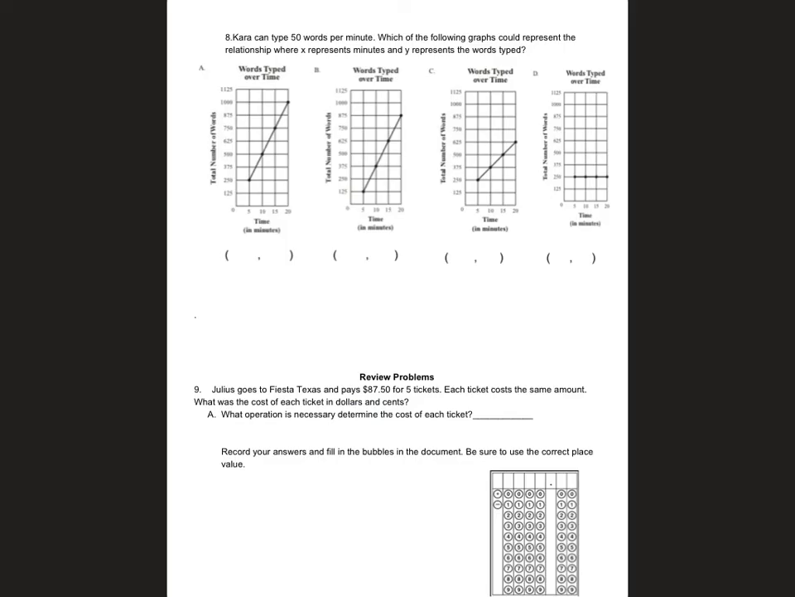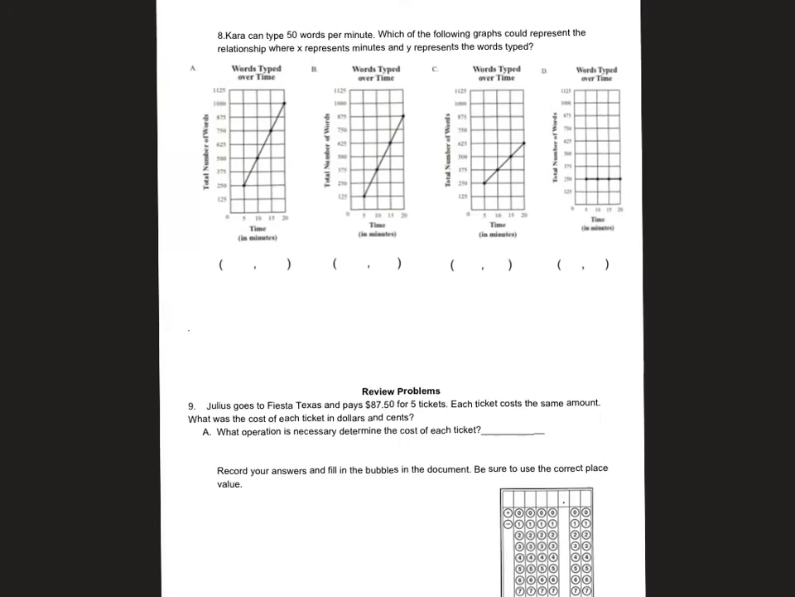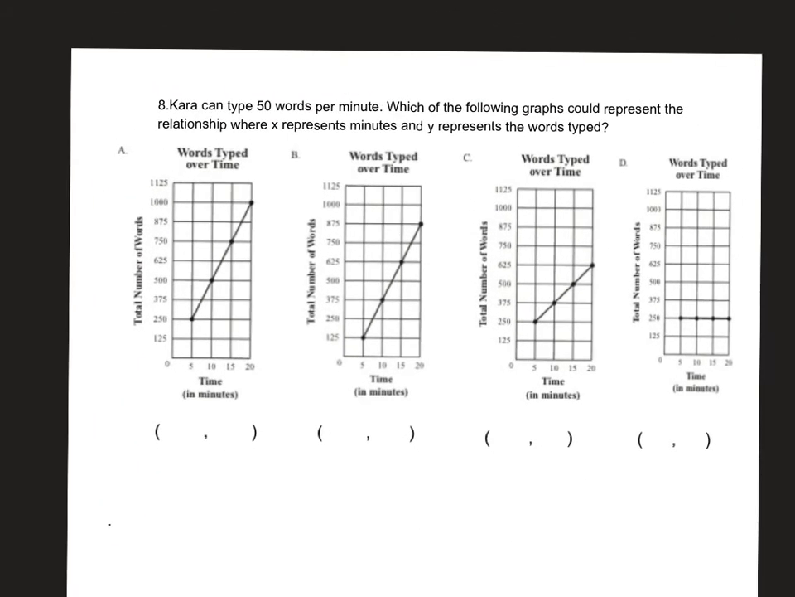All right, let's go to problem number 8. And if we look at problem number 8, now I'm given a graph. In this graph, I have to determine which graph is showing me that unit rate that was given, the words per minute, per 1 minute. So that's awesome. They've given me my unit rate, right? In 1 minute, Kara can type 50 words. So in 2 minutes, that would be 100 words, and so forth.